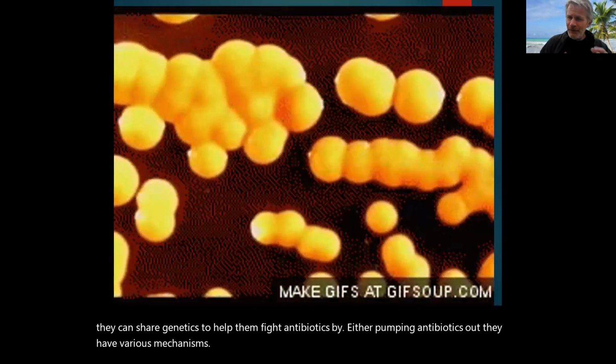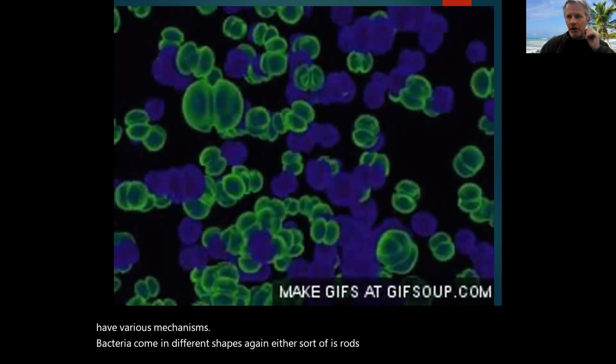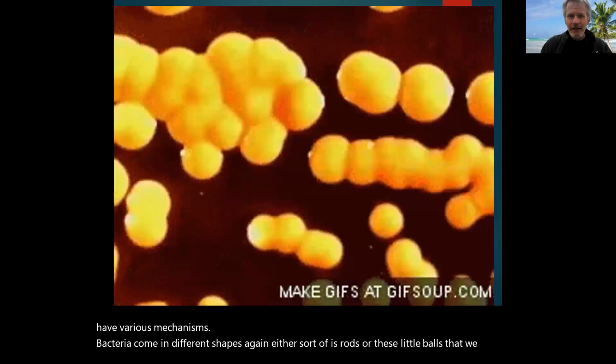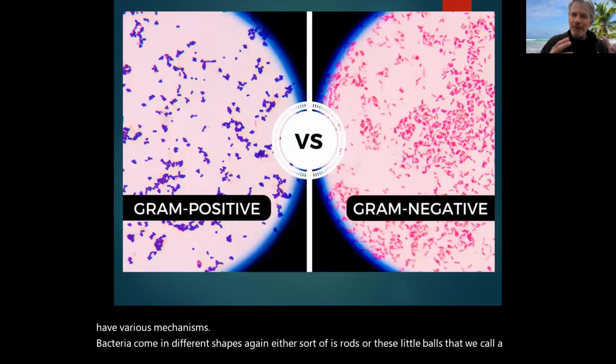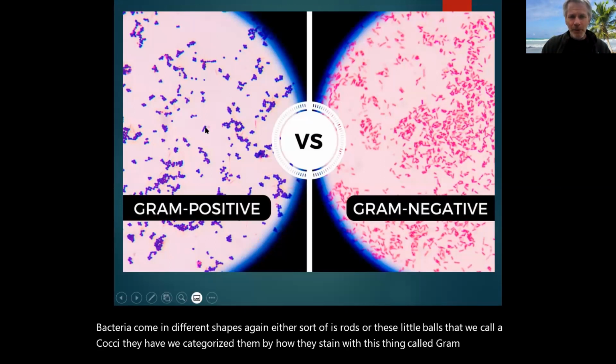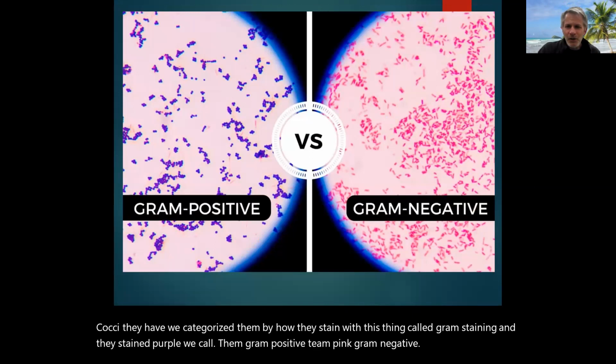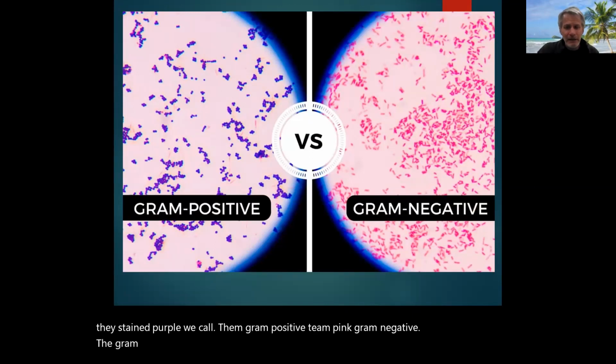Bacteria come in different shapes, again, either these rods or these little balls that we call cocci. We categorize them by how they stain with this thing called gram staining. If they stain purple, we call them gram positive. If they stain pink, we call them gram negative. The gram negatives tend to be a little more of a headache. They tend to be a little harder to predict.